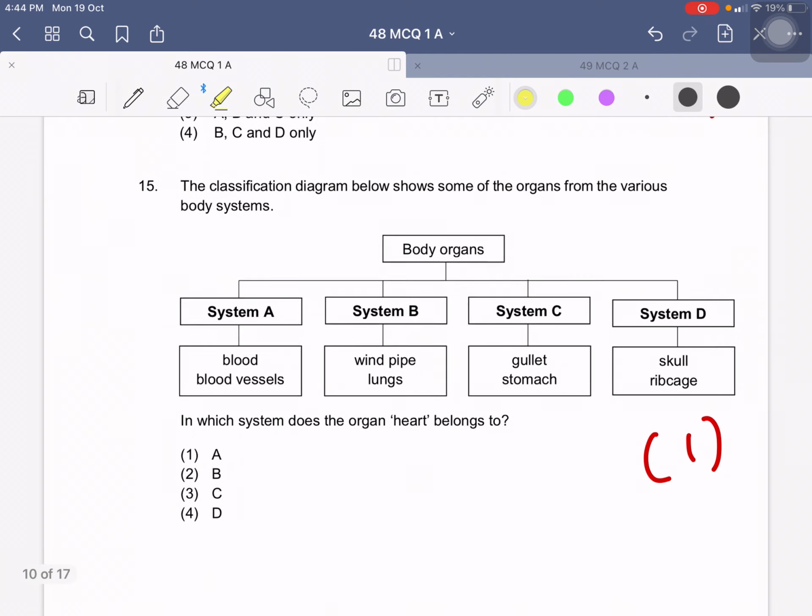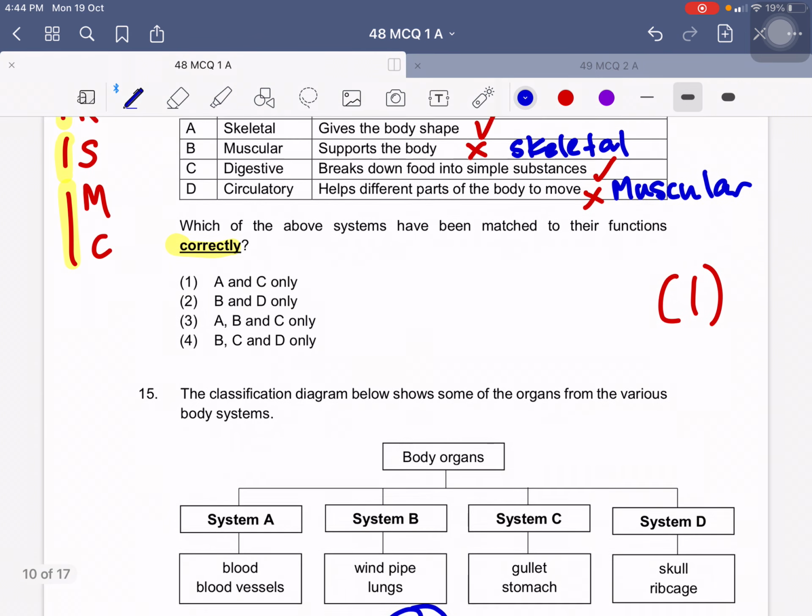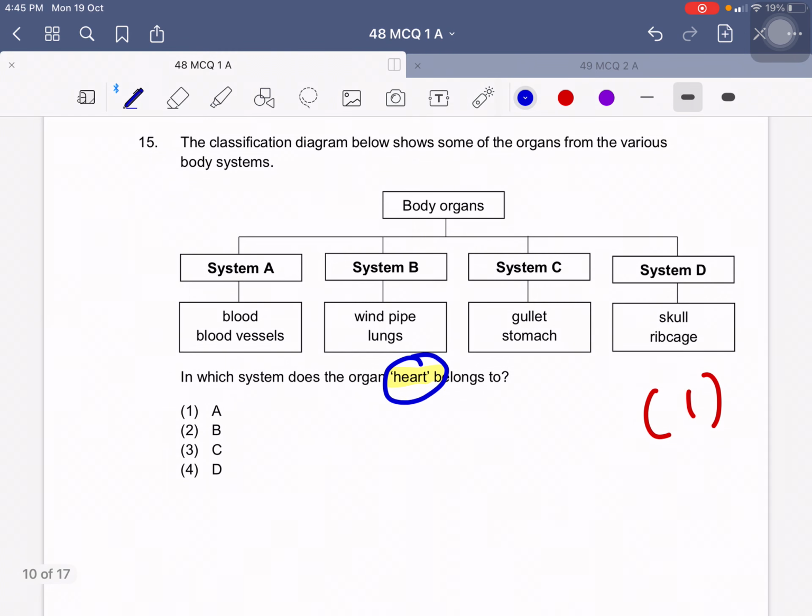Okay, so next, question 15. Now the classification diagram below shows some of the organs from the various body systems. Which system does the organ heart belong to? Your heart over here is actually part of the circulatory system. The circulatory system helps to transport waste material, oxygen and other important substances, like simpler substances after the food has been digested. So the circulatory system will bring them around the body.